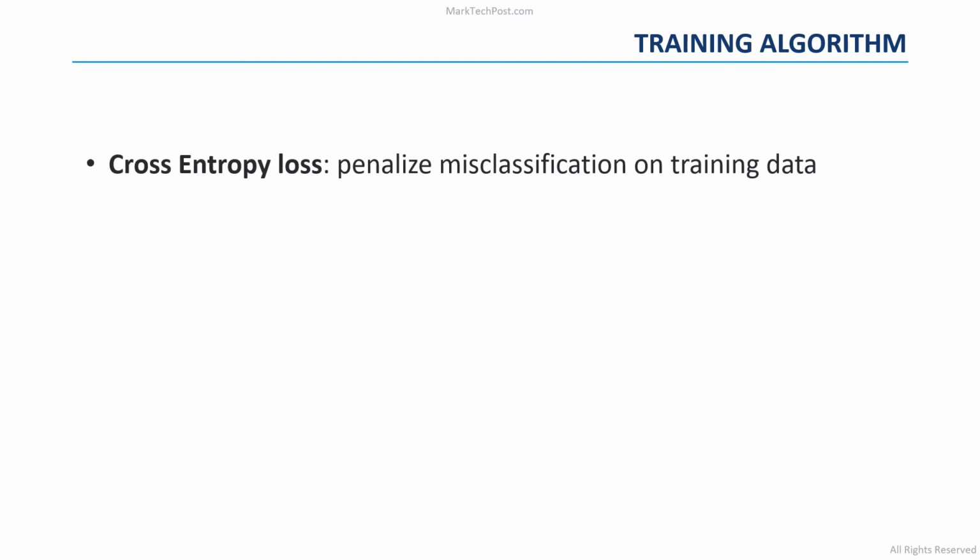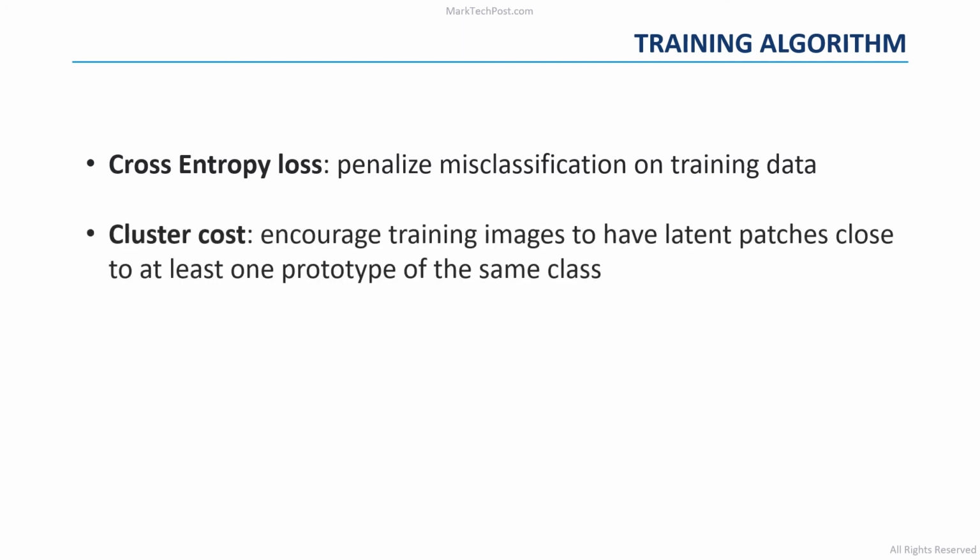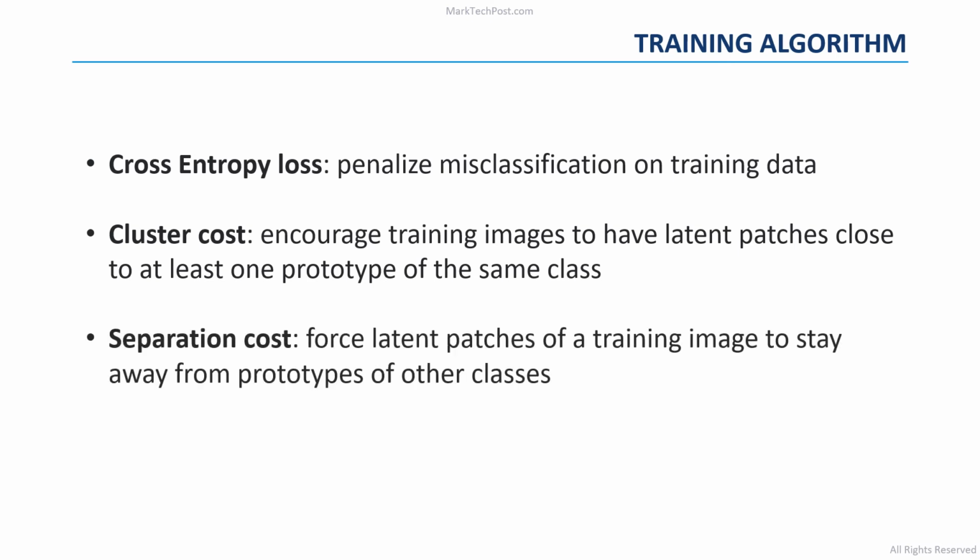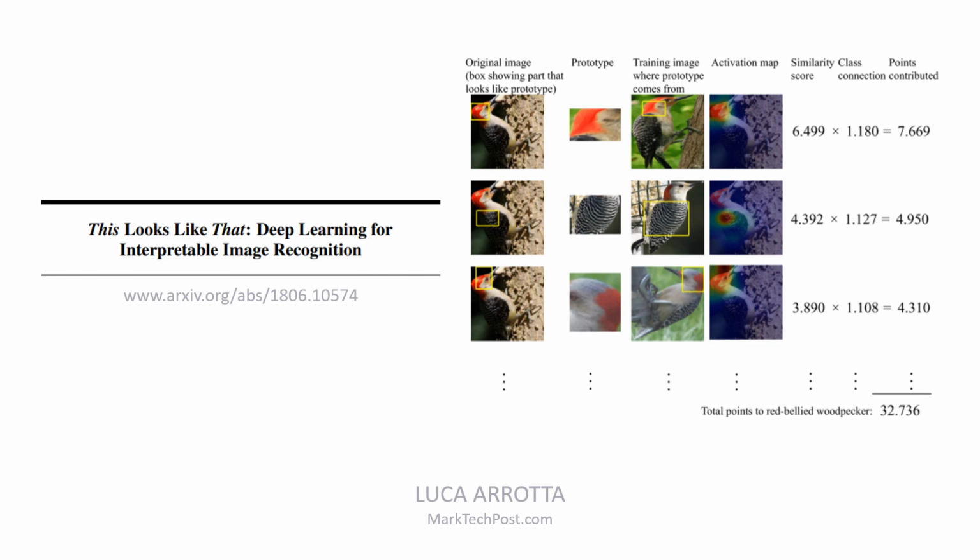Now we will focus on three aspects of the optimization process used to train the ProtoPNet. First of all, during the training process, the cross-entropy loss is used to penalize misclassification on the training data. Then, a cluster cost is minimized to encourage each training image to have a latent patch that is close to at least one prototype of its own class. Finally, a separation cost is minimized to force every latent patch of a training image to stay away from the prototypes of the other classes.